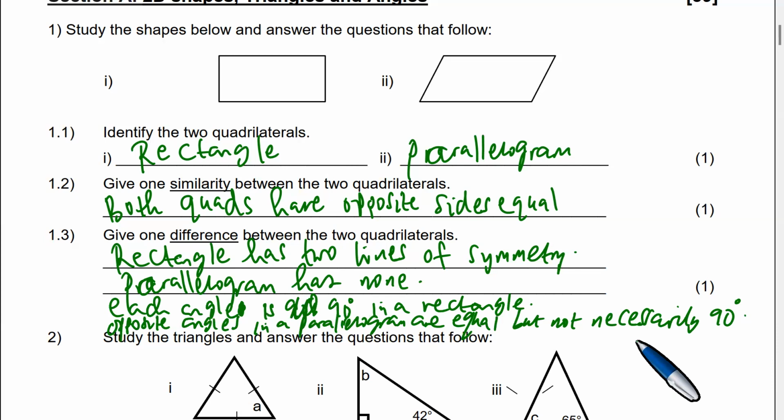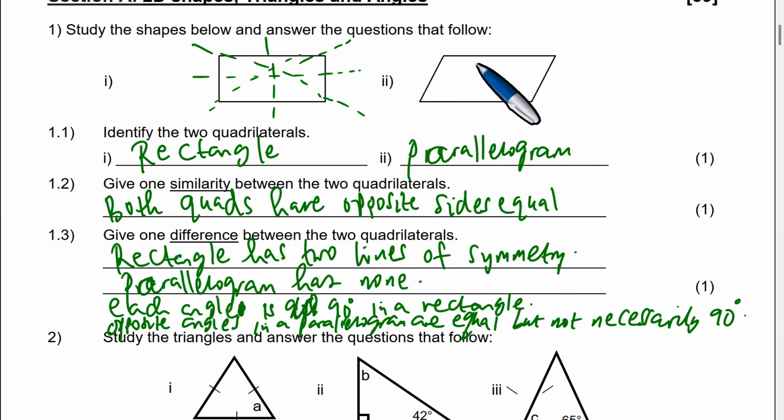Okay, you can say a rectangle has two lines of symmetry. Namely, a line of symmetry would be this. Another one would be that. It can have multiple lines of symmetry. So in other words, now we can see that we have no line of symmetry in the case of the parallelogram. Next question.